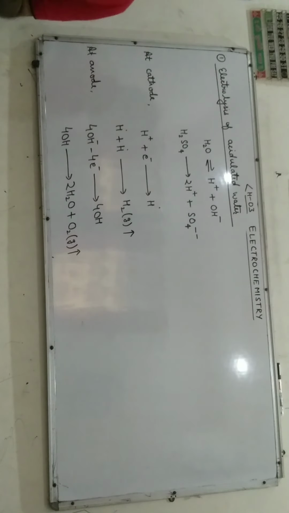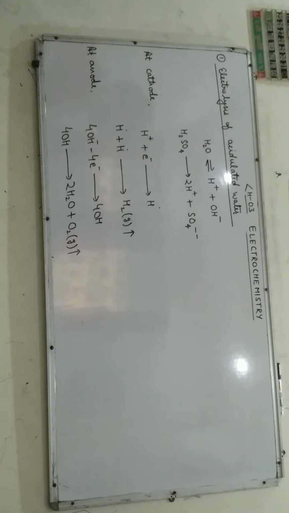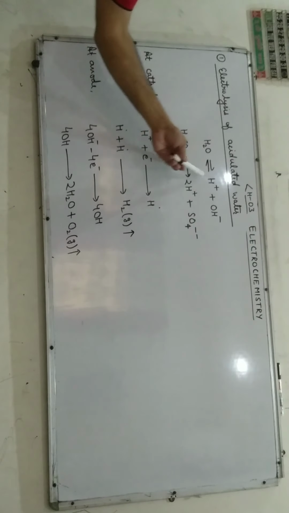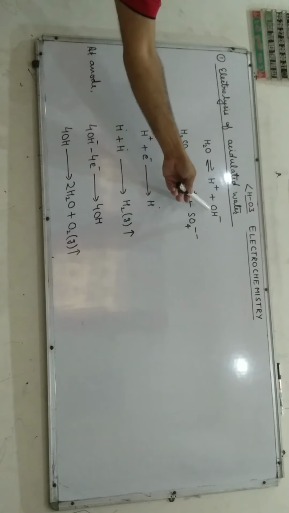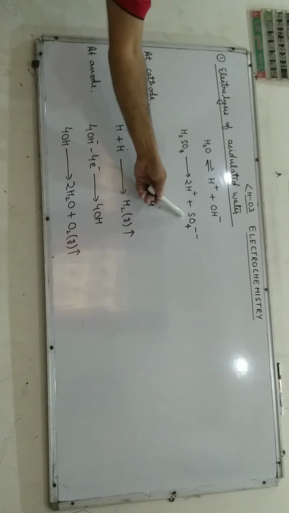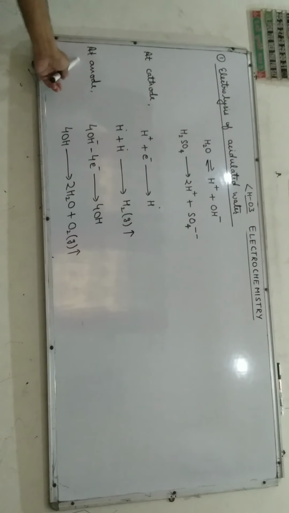I repeat it again, electrolysis of acidulated water. First we ionize water as this one, H2SO4 as this one. We notice H positive ions move toward the cathode, that is hydrogen is liberated at the cathode, while the discharge potential of OH negative ion is less than SO4 double negative ion. Thus at the anode oxygen is liberated.